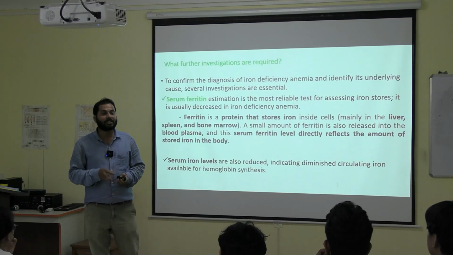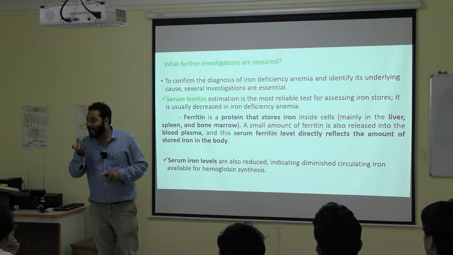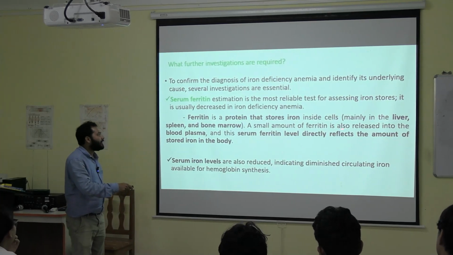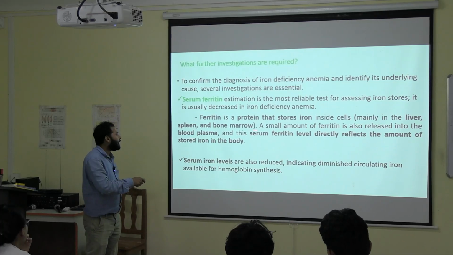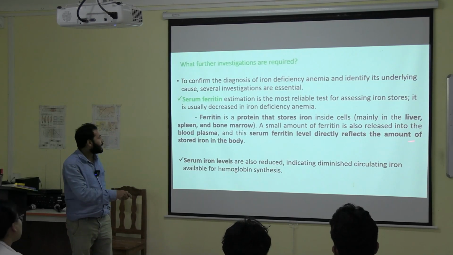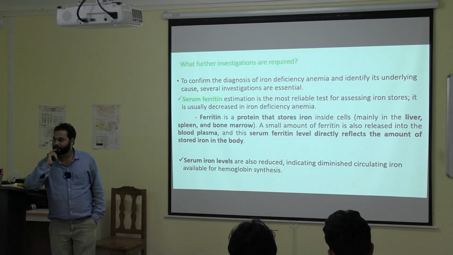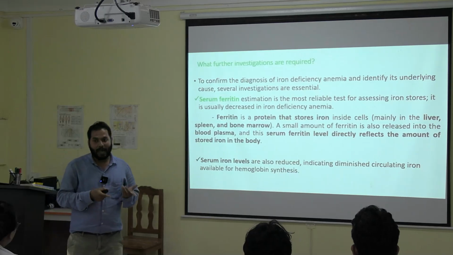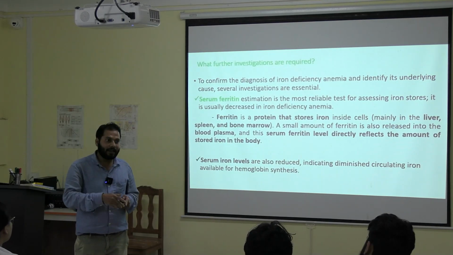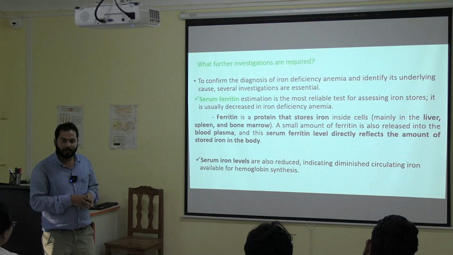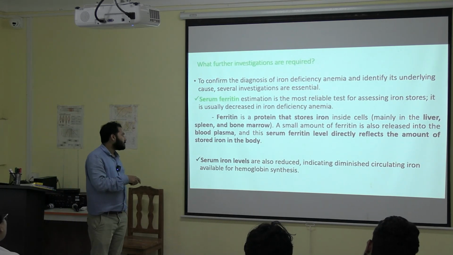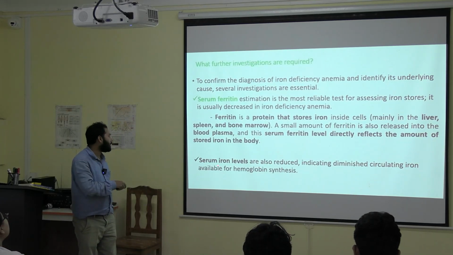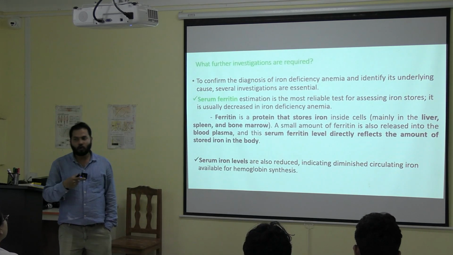Why serum ferritin? Because ferritin is a reliable source because it stores the iron at the cellular level, right? A small amount of ferritin is also released into the blood plasma, and this serum ferritin level directly reflects the amount of stored iron in the body. So जिसका deficiency है, anemic तो है, if it is iron deficiency, तो serum ferritin का level कम होगा. So serum iron levels are also reduced, indicating diminished circulating iron available for hemoglobin synthesis. Obviously, stored iron नहीं है.